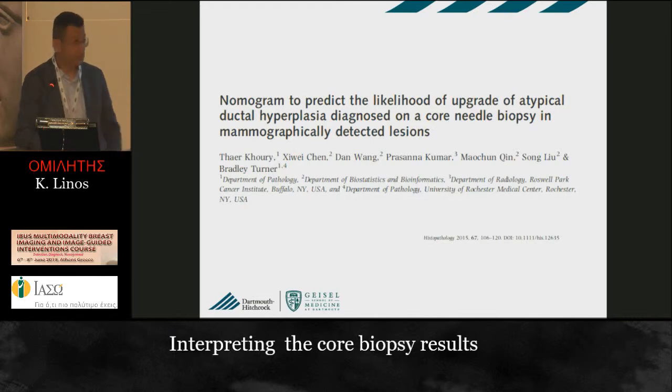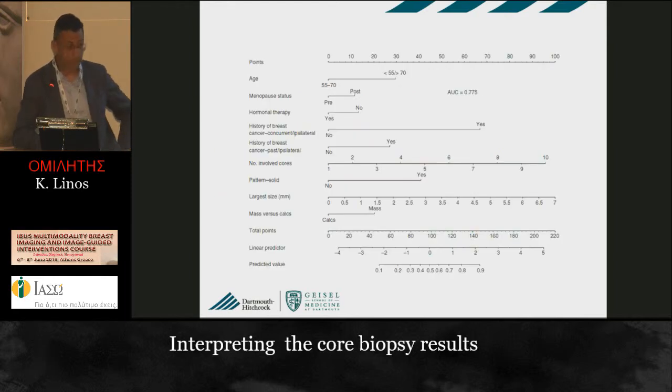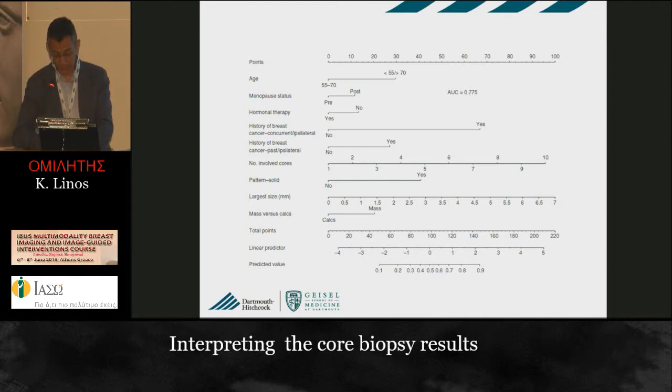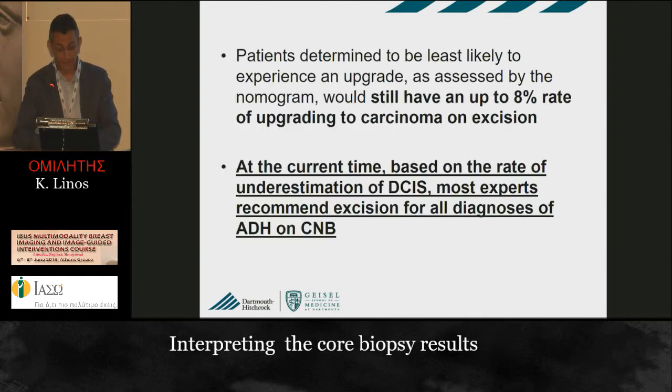And this is a study by Course and colleagues from the United States, I believe, in Buffalo. They wanted to calculate the likelihood of upgrading by using about 200 consecutive cases of ADH on core needle biopsy, and they had an overall upgrade of about 28%. So they came up with a nomogram that takes different factors into account, the age, the menopause status, hormonal therapy, et cetera, and they have a scoring system, and they were trying to calculate if some of these patients with ADH could be spared an excision.